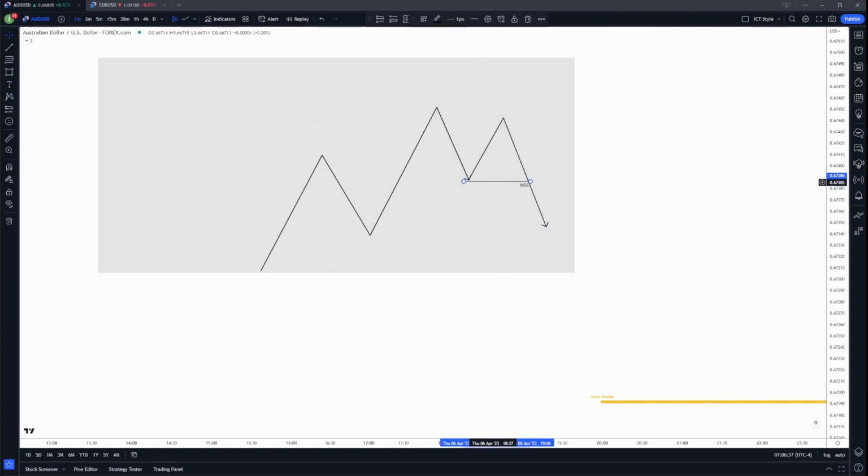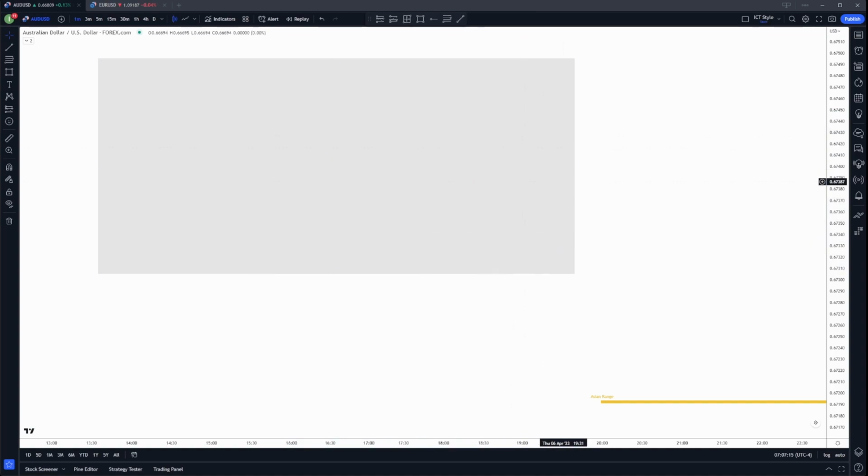So where would the market structure shift be? Right here. You would have to wait till we actually violate this level right here, and at that point, you have a market structure shift. At that point, you can start looking at an entry off of a fair value gap in that premium level right there.